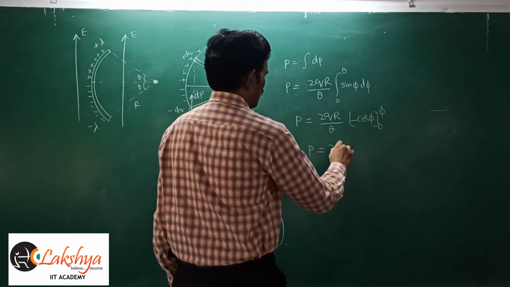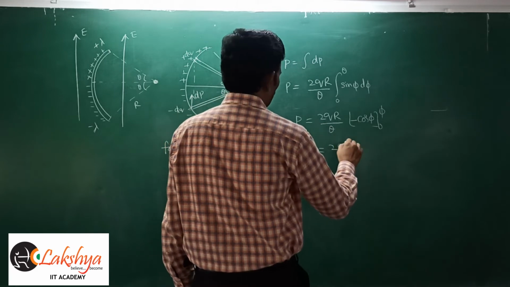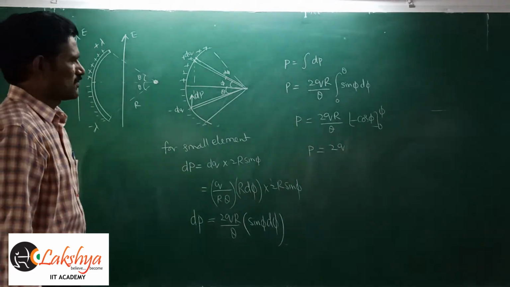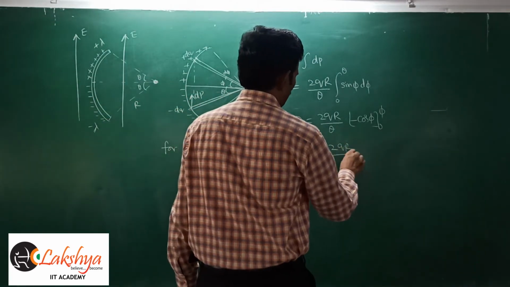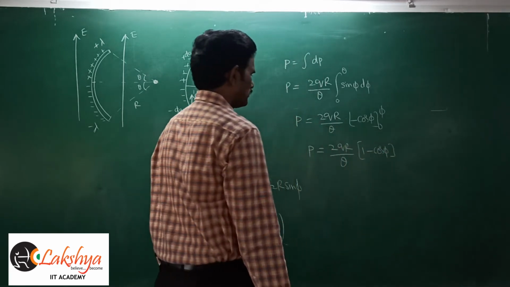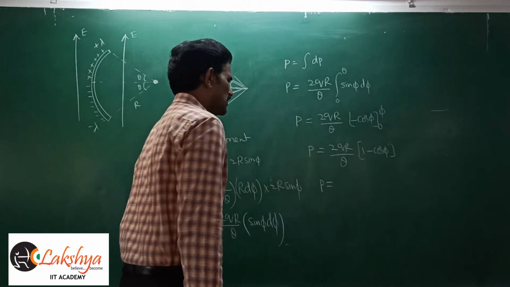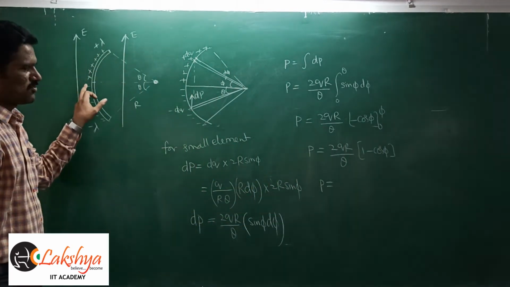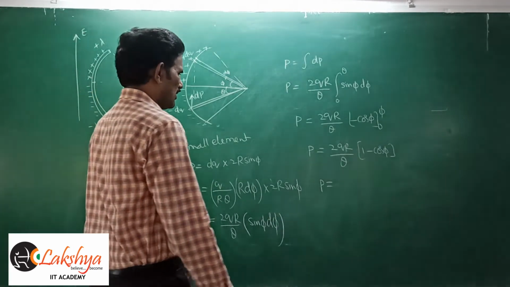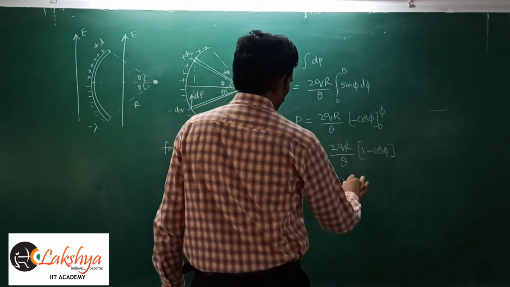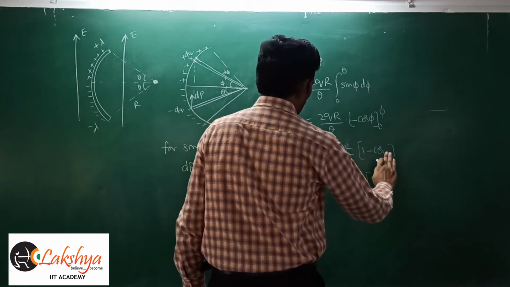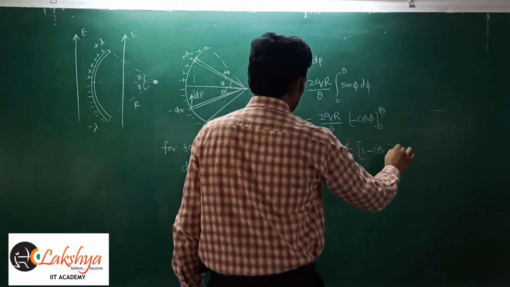Therefore this dipole moment I can write as 2qr, and this value will be 1 minus cos theta. The q value is given here in terms of lambda only, so it can be replaced with the lambda value. Further you can write p as 2r square into lambda into 1 minus cos theta, with limits from 0 to theta.